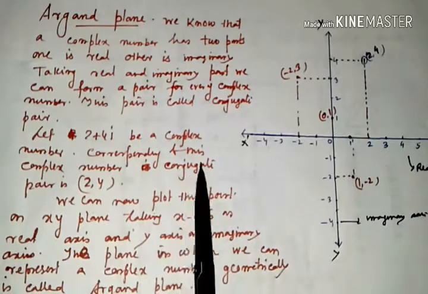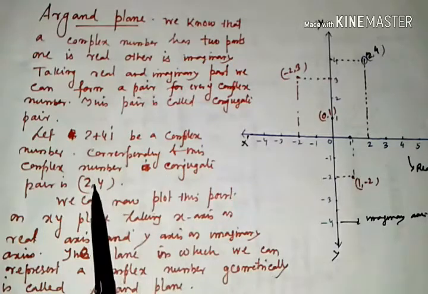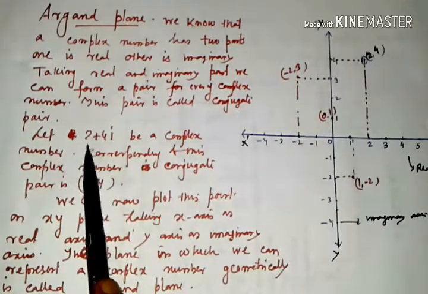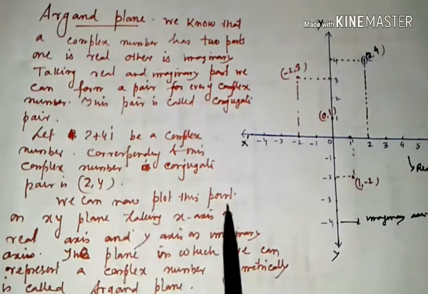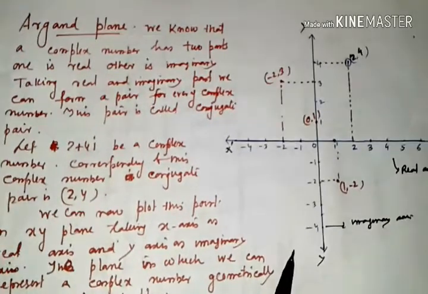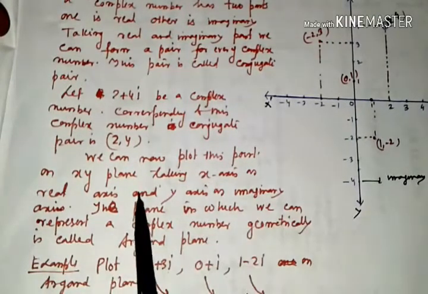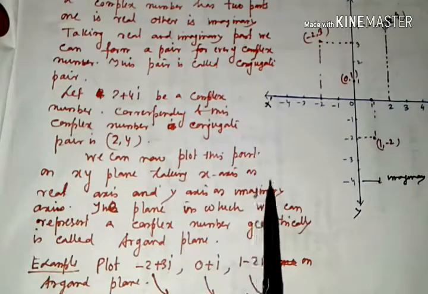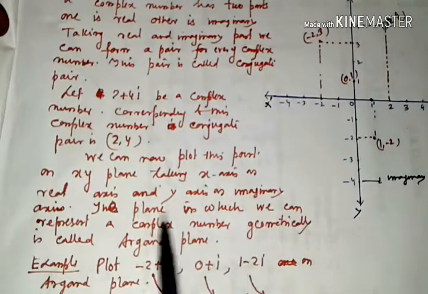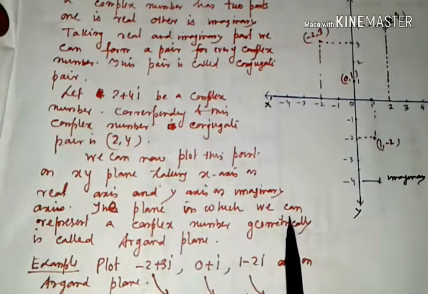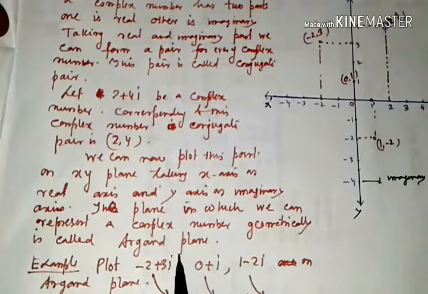Let, for example, 2 plus 4i be a complex number. Corresponding to this complex number, the conjugate pair is 2, 4. That is, the real part is 2 and the imaginary part is 4. We can now plot this point on the xy plane, taking the x-axis as the real axis and the y-axis as the imaginary axis. The plane in which we can represent a complex number geometrically is called the Argand plane.